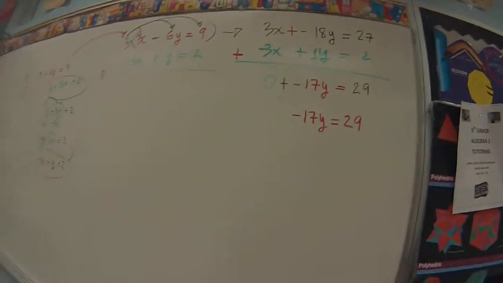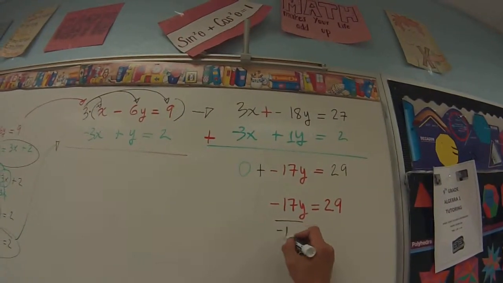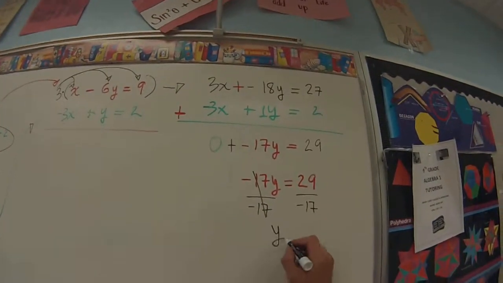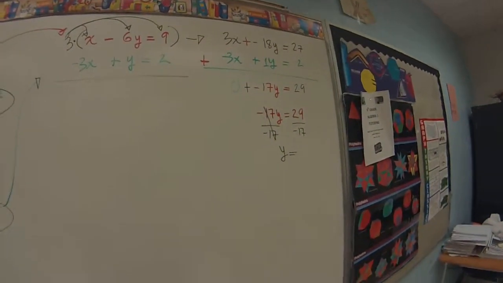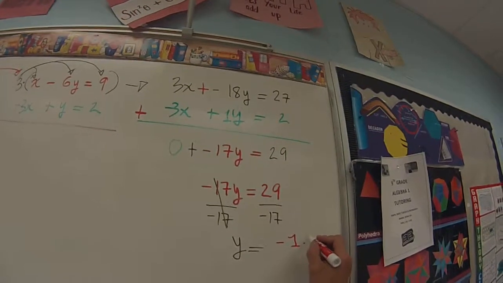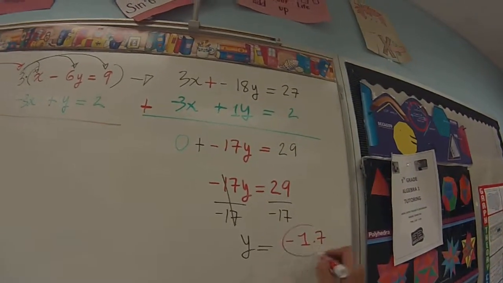Okay, simple equation from middle school. Divide by negative 17 on both sides. This cancels out. Y is equal to, what's 29 divided by negative 17? Roughly negative 1.7. That will be my y.